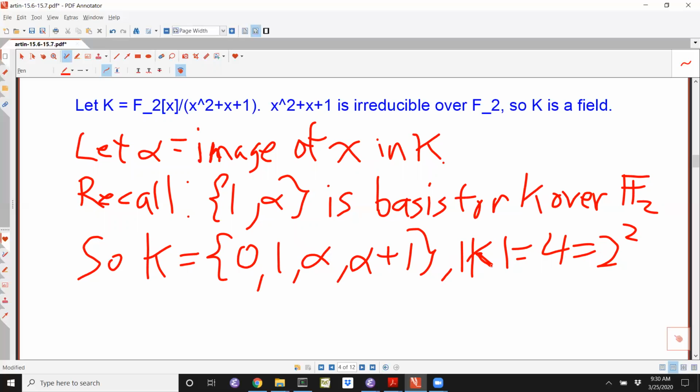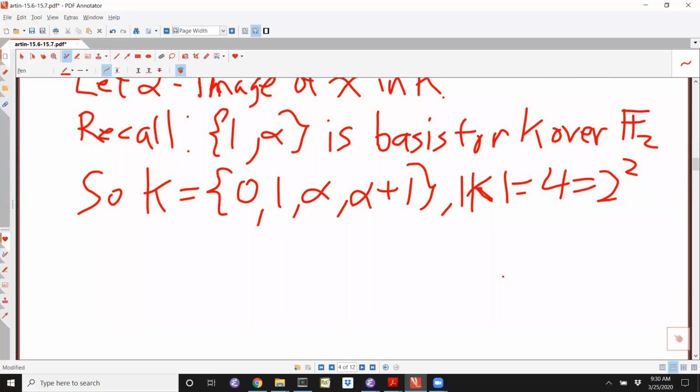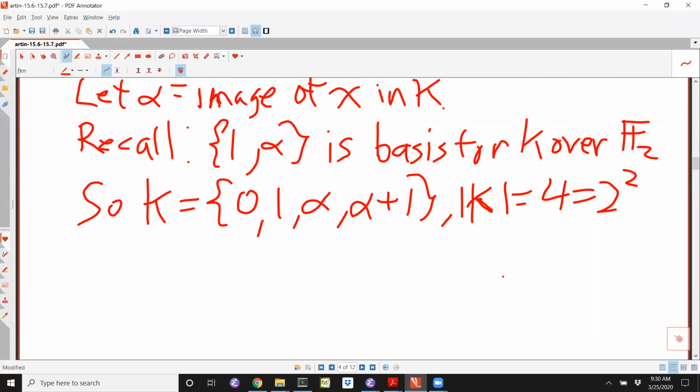Let me write that out actually. I probably should have done 8, but that's fine. This is P equals 2 and R equals 2.